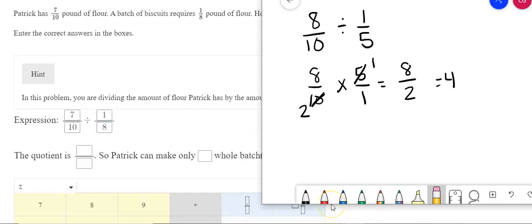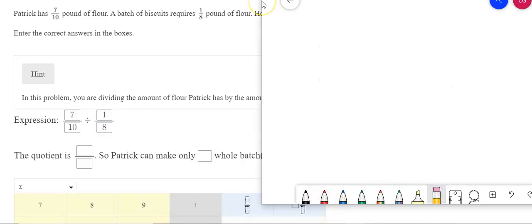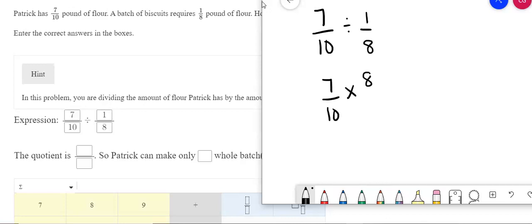Now we're going to work it out to get the answer. We have 7/10 times, and then we flip. 2 goes into 8 4 times. 2 goes into 10 5 times. So 7 times 4 is 28. 5 times 1 is 5. We need to change that. Or they don't give you an option for that. You get 28/5.